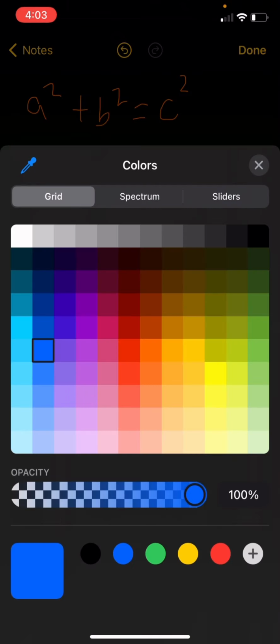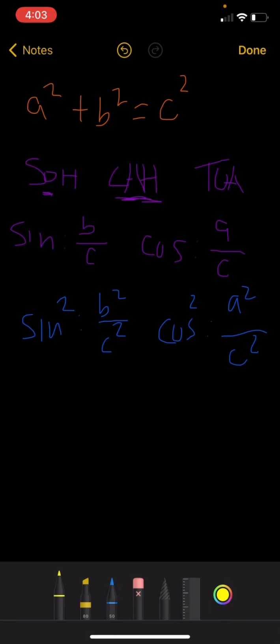So once again, let's change color so we know it's something different. Let's say now we're looking at sine squared plus cos squared. Where is that going to get us? That's the main point here. What is that going to do? How is it going to help us find something new about this triangle?